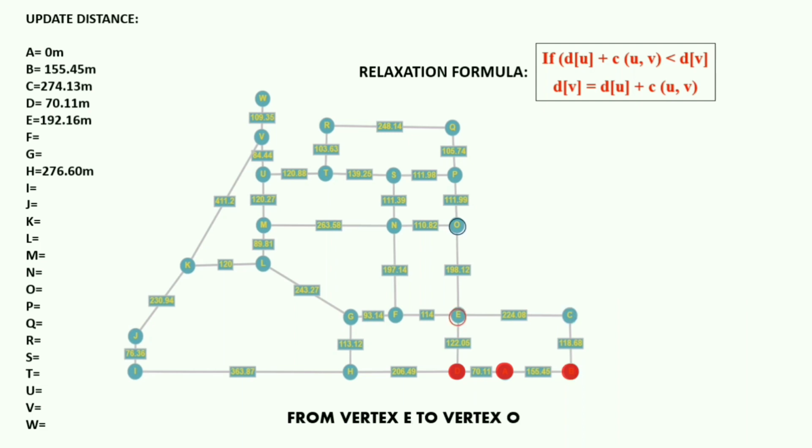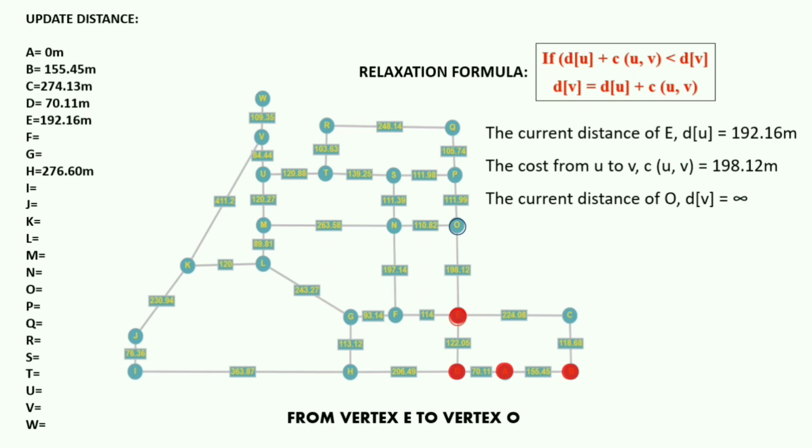So if we find the shortest path among 276.6 meter, 192.16 meter, 274.13 meter, and infinite for all other remaining vertex, the shortest path is 192.16 meter. So we pick vertex E. The vertex connected to E are vertex C, vertex F, and vertex O. After we pick this vertex E, we must perform relaxation to all the connected vertex.